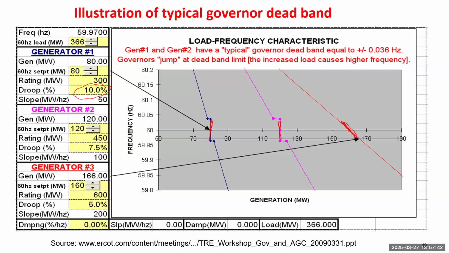So for unit number 1, this is 10%. 10% means, because the slope is -1/R, right? The 10% will be like -10. And the second unit has droop control factor 7.5%. 7.5% is how much? Yeah, anyway, higher than 10.